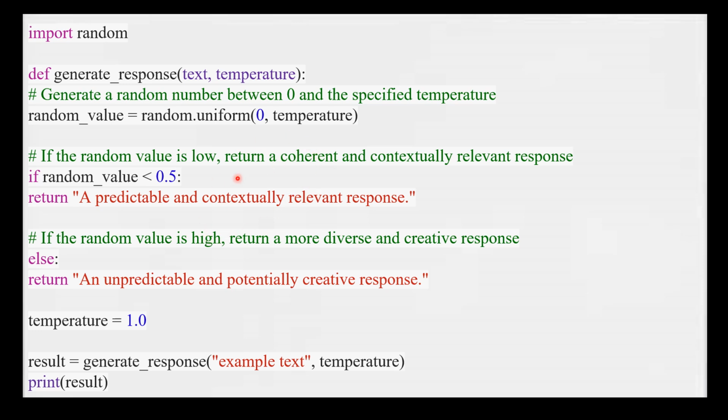Now this function will generate a random number between 0 and the specified temperature, and based on this random value, it returns either a predictable and contextually relevant response or a diverse and potentially creative response. Now this code then demonstrates how to use the function by calling it with an example text and temperature of 1.0. Now this output will be either a predictable and contextually relevant response or an unpredictable and potentially creative response depending on the randomly generated value.